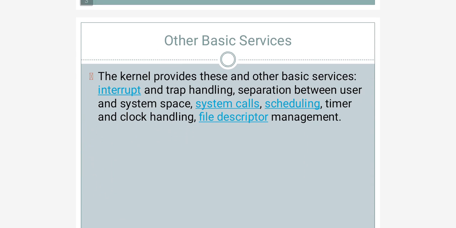The next one is about the various basic services we have in the Unix kernel system. The kernel provides services like interrupt handling, managing the user and system space, system calls and libraries, scheduling, and file descriptor management.